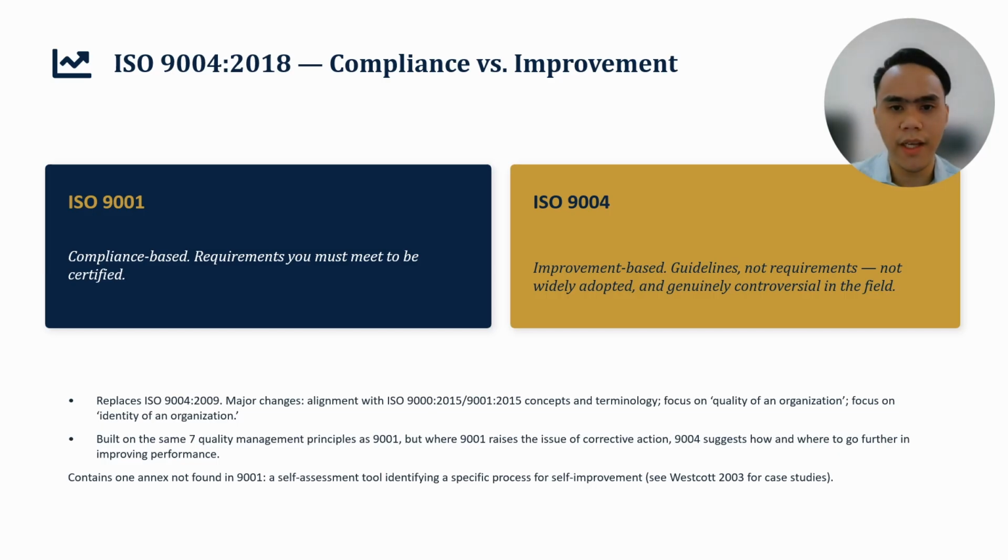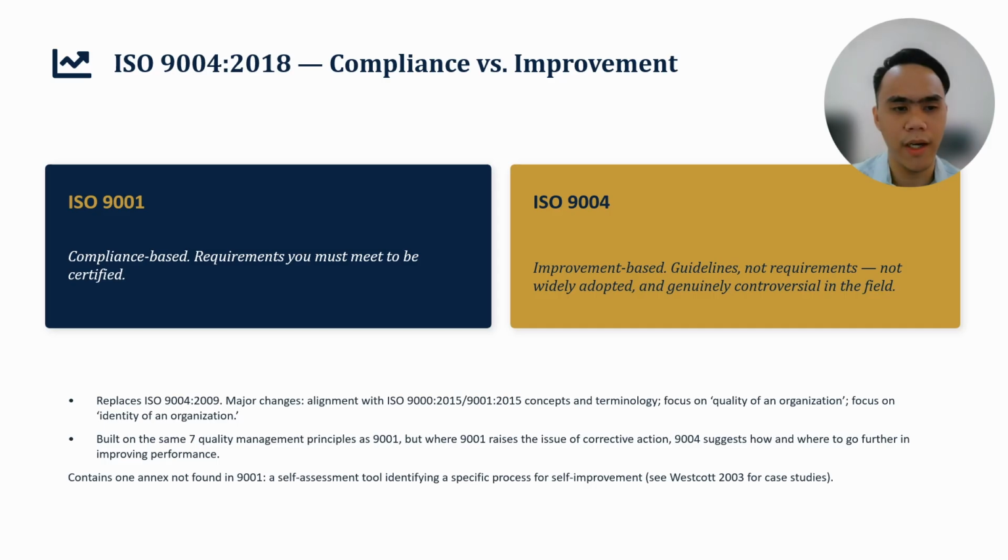ISO 9004:2018 replaces ISO 9004:2009, and the major changes in the newer edition are alignment with the concepts and terminology of ISO 9000:2015 and ISO 9001:2015, a focus on the concept of quality of an organization, and a focus on the concept of identity of an organization.